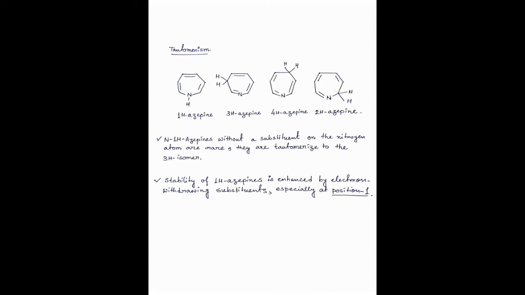As you can see, there are 4 structures represented here. The first one is 1H azepine, and the second one is 3H azepine. The position of the double bond is shifted, and this carbon present in this structure contains 2 hydrogens. The third one present here is 4H azepine. The positions of the bonds are also different, and the double bond present in this structure is different for 4H azepine.